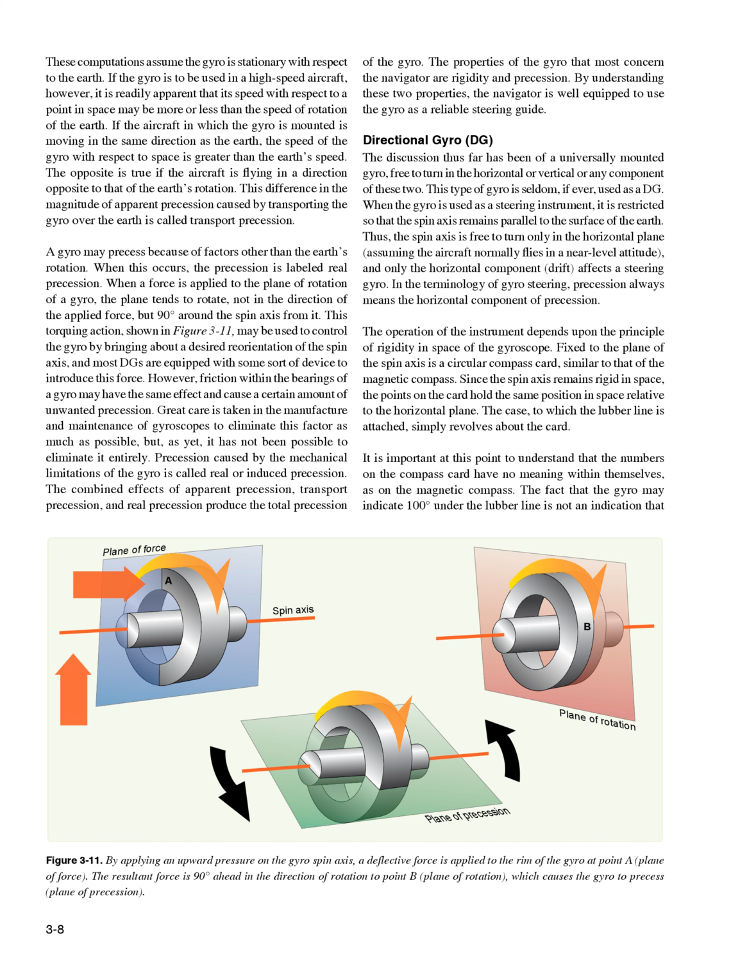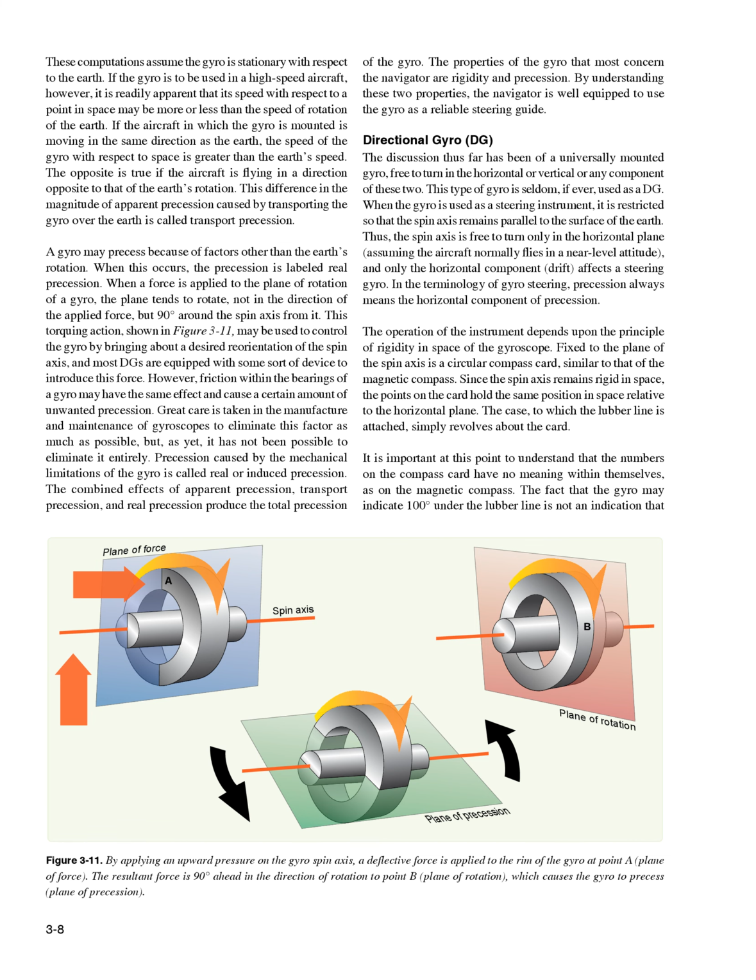This type of gyro is seldom, if ever, used as a DG. When the gyro is used as a steering instrument, it is restricted so that the spin axis remains parallel to the surface of the Earth. Thus, the spin axis is free to turn only in the horizontal plane, assuming the aircraft normally flies in a near-level attitude, and only the horizontal component, drift, affects a steering gyro. In the terminology of gyro steering, precession always means the horizontal component of precession.